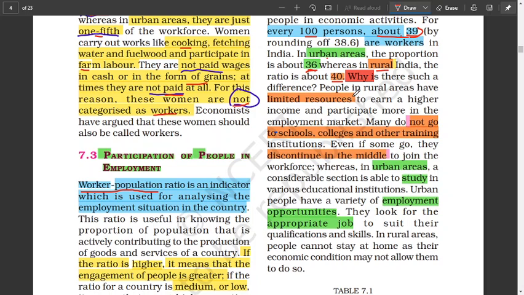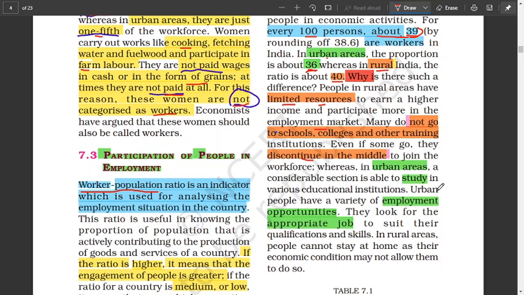Why is there such a difference? People in rural areas have limited resources to earn a higher income and participate more in the employment market. Many do not go to school, colleges, and other training. If they go, they discontinue, they drop out in the middle. So they join the workforce. That's the reason. It explains why people are working more in rural areas, because of these circumstances that I've highlighted.